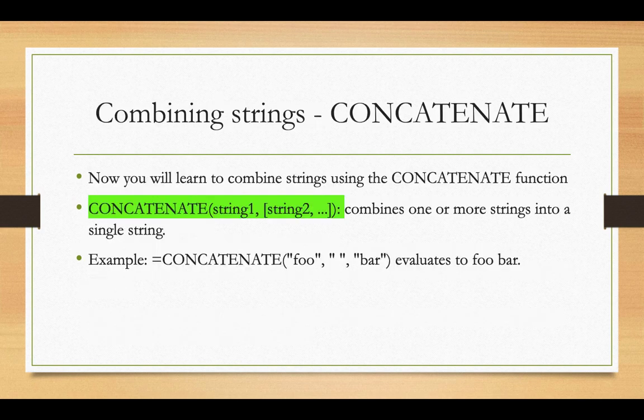So next is combination of string. In order to combine two strings, you need to use the concatenation function or concat function in Excel. So concat function simply combines string 1 or 2, or you can combine as many strings as you want. For an example, concat foo space and bar converts to foo bar.